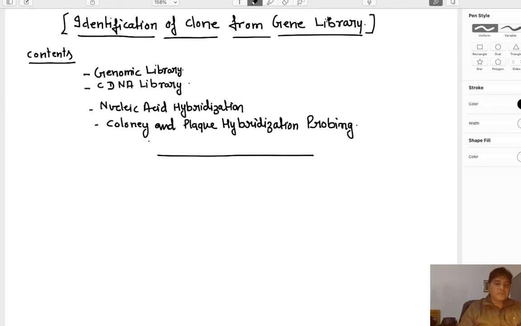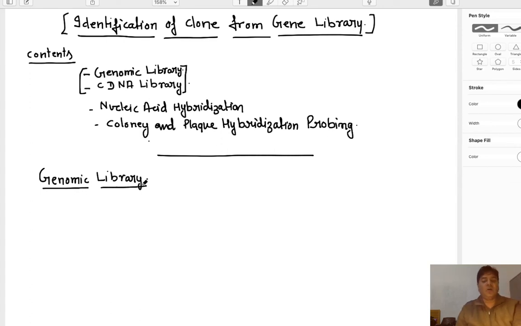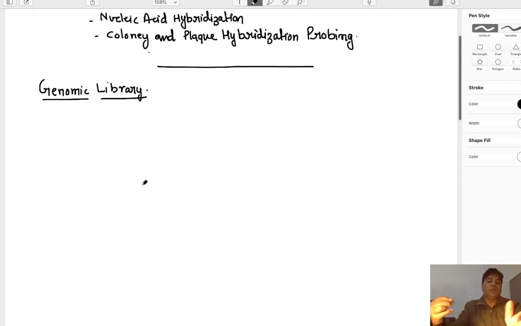All right. So to understand this concept, that is identification of clone from a gene library, we first have to clear the concept, that is the genomic library and cDNA library, what exactly they are. Now, talking about the genomic library, first of all, genomic library, the genome is the total DNA content of a cell.